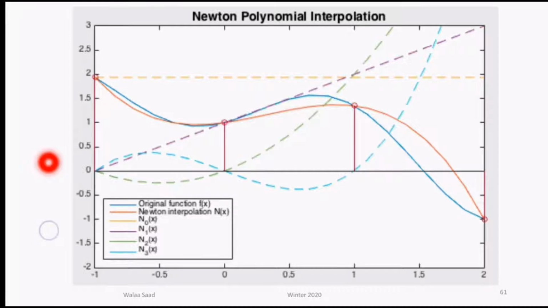Now this graph illustrates the original function in blue and the Newton interpolation in orange. We see here that they both coincide at the sampling points or the interpolation points at x equal -1, at x equals 0, at x equals 1, at x equals 2. Both functions satisfy these 4 points. The dashed curves here illustrate the polynomials in our way of constructing the interpolation. So the orange is the polynomial of degree 0, the purple is the polynomial of degree 1, and so on. It's enhanced until it reaches the orange curve.